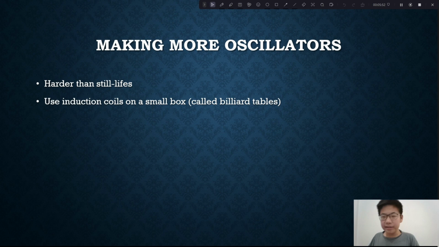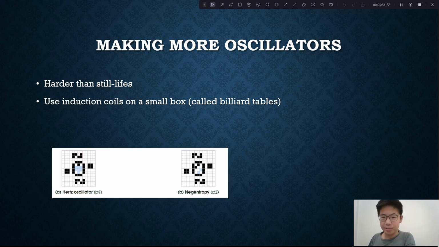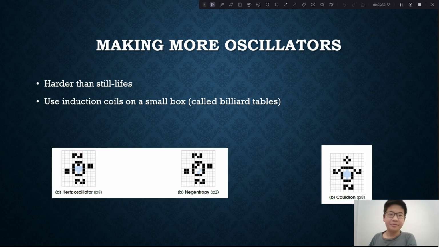So one simple method of creating oscillators, which was discovered very early on, is using induction coils. Basically these consist of small still lifes, or small not-so-still lifes, like a few generations later on the bi-heptomino. Using these induction coils, we can stabilize a small box to form many oscillators. The three you can see here are called the Hertz oscillator, the negentropy, and the cauldron. Try discovering more billiard tables if you wish.